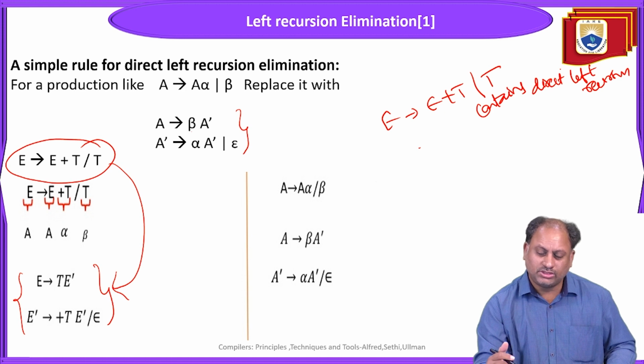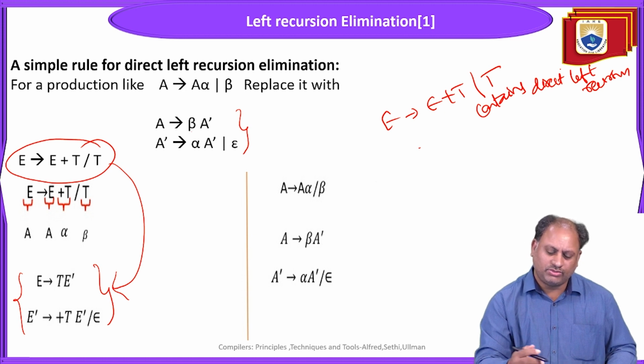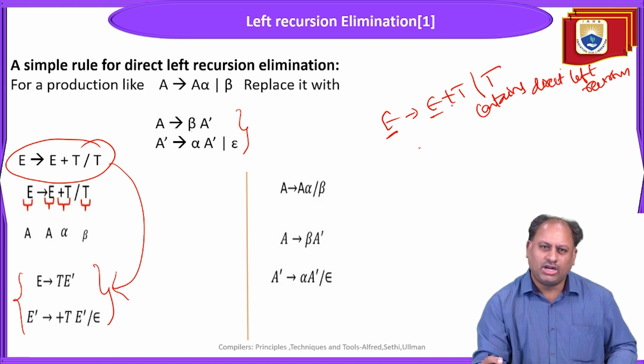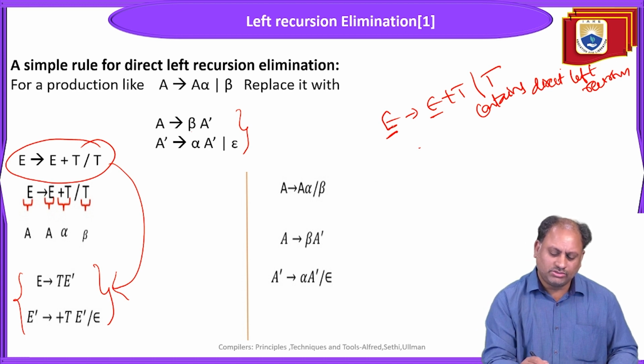Now this is direct, which means we can identify the two symbols' appearance, and we can immediately identify that yes, there is an existence of left recursion. Sometimes we cannot identify it directly, there may be indirect also, so we can see that type of example also. In this case, you are able to see directly that the first symbol on the right-hand side is the same as the left-hand side non-terminal. Then left recursion exists.